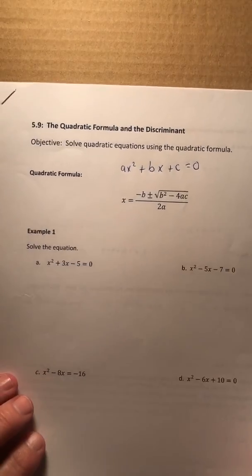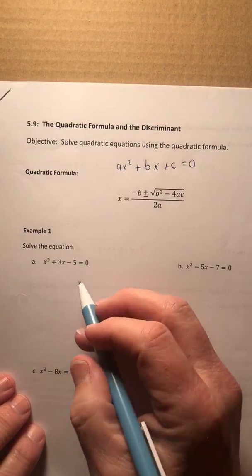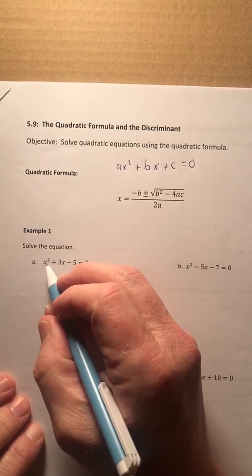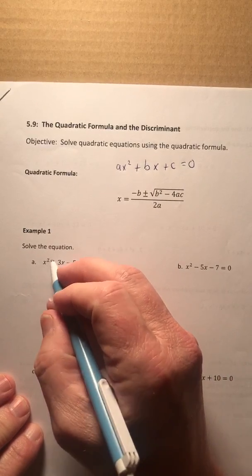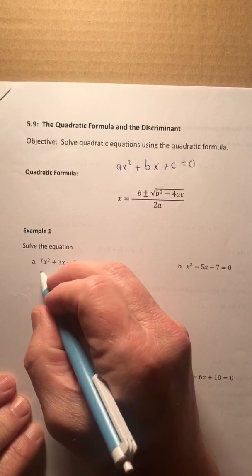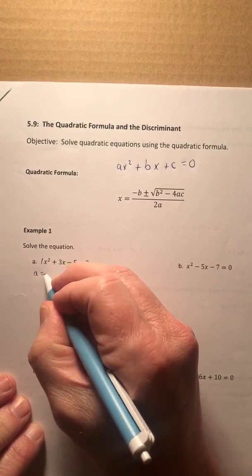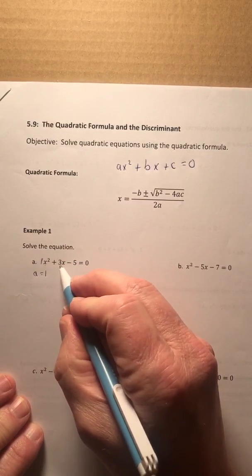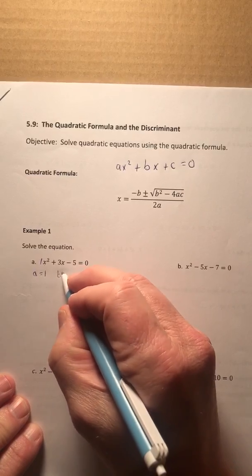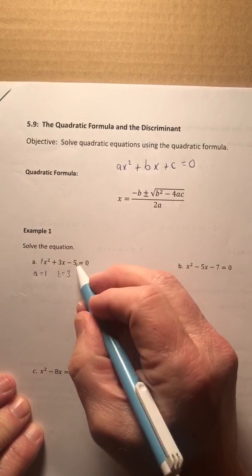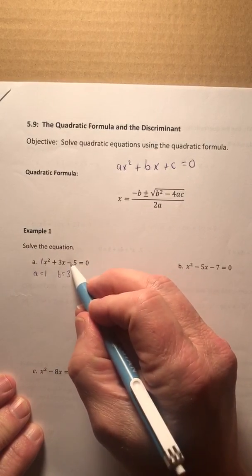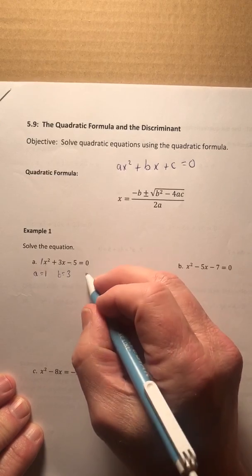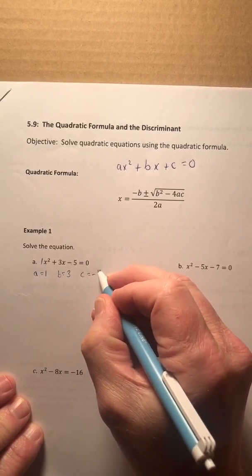Alright, so here's how this works. Here's our first problem. Alright, if there's not a number beside the variable, remember it's a 1. So in this case, a is 1. B is the number beside the x, so B is positive 3, or 3. And C is the number by itself. Don't forget the sign, all right? So C is negative 5.